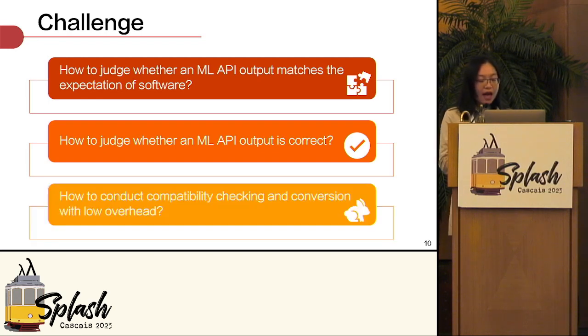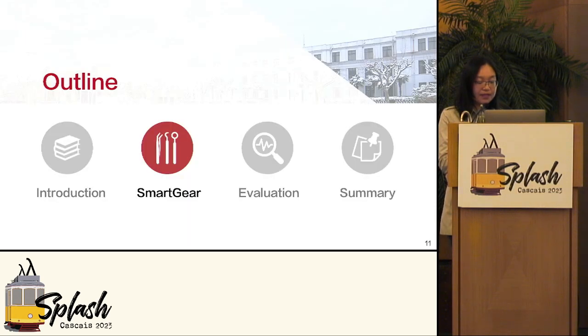And third, how to conduct compatibility checking and conversion with low overhead. High overhead is not acceptable for software users. Consequently, we cannot use expensive techniques such as retraining and updating the neural network models at runtime, which will typically take hours of time. Next, I will talk about how we solve these challenges.